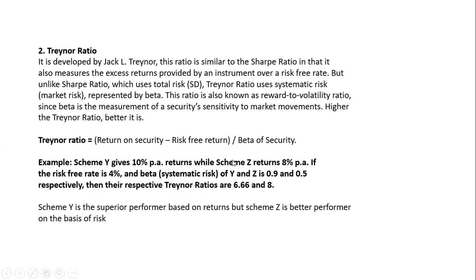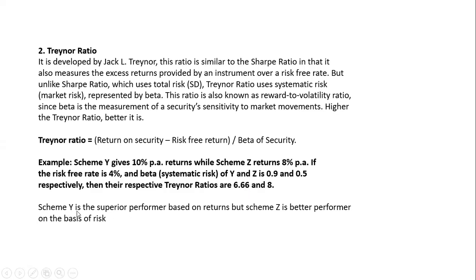Okay. And next for scheme Z, the actual return is 8% minus the risk-free return 4. 8 minus 4, the numerator is 4, divided by beta 0.5, this is 8. The answer is 8. So you can compare the Treynor ratio. 8 is better. The higher the Treynor ratio, the better it is. 8 is better than 6.667.